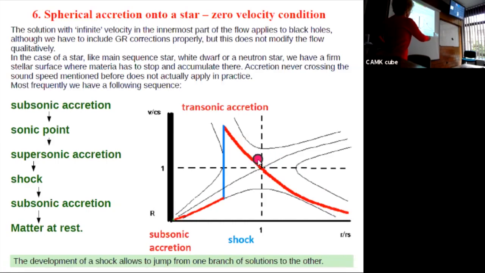On the other hand, here, the matter passes through the sonic point and it's just supersonic and it does not care yet about the existence of the star. So what happens? At some point, you need a shock, and the shock gives you a possibility to jump from that supersonic branch to the subsonic branch and then settle quietly on the star. But you need a shock, otherwise you cannot really proceed with accretion onto a star with a surface. So then you have a sequence of events: first subsonic accretion, then sonic point, supersonic accretion, shock, subsonic accretion, and finally at the surface the material is more or less at rest.